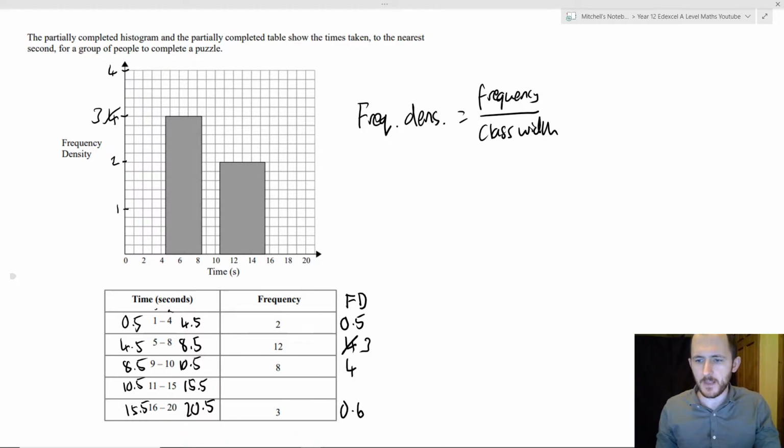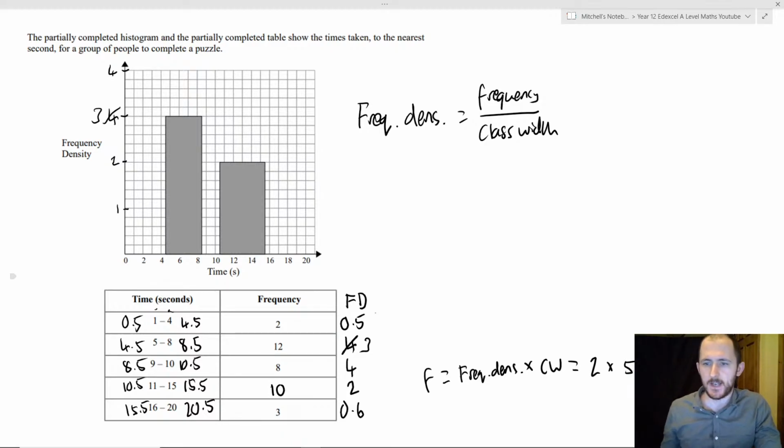Perfect. Now we can read off what the frequency density is for 10.5 to 15.5. It's 2. So the frequency density is 2, and we want to work out the frequency. If we rearrange this, frequency is just equal to the frequency density multiplied by the class width. So we're going to take 2 and multiply it by 5. So the frequency there is indeed 10.